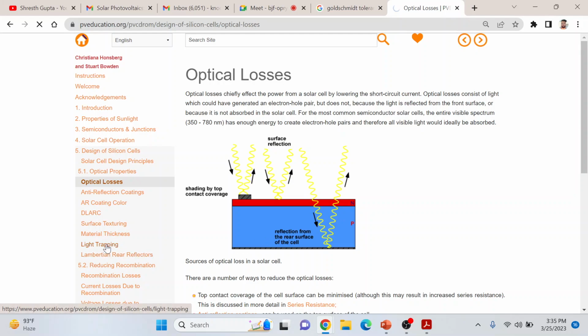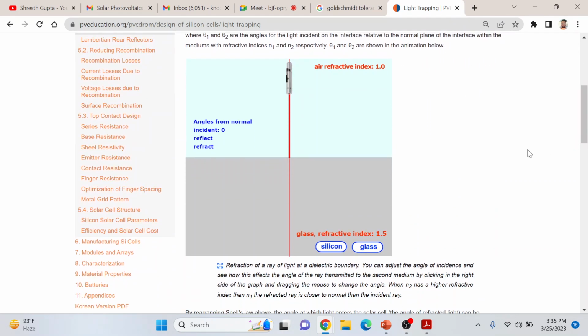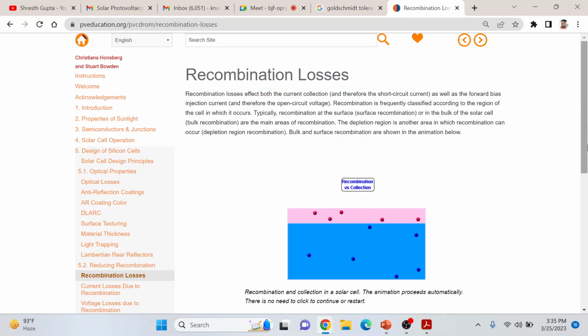And hence less light will be there, that means trapping will be less. So this is how we form it actually. And if we talk about the recombination losses that take place, what happens generally is this.